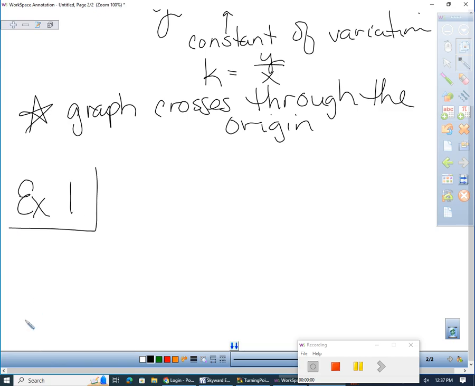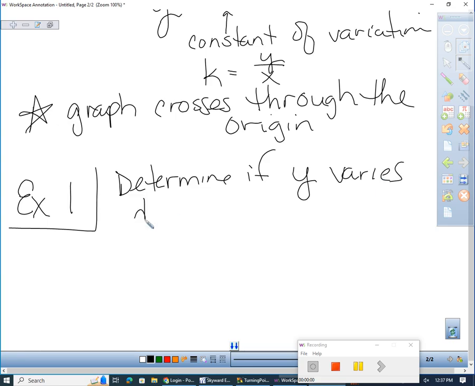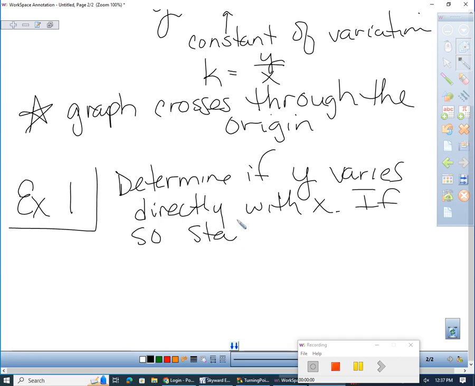All right, example number 1. This is where we're going to start. You are actually going to decide if it's a direct variation from a table. So, determine if y varies directly with x. If so, state the constant of variation, or the k.